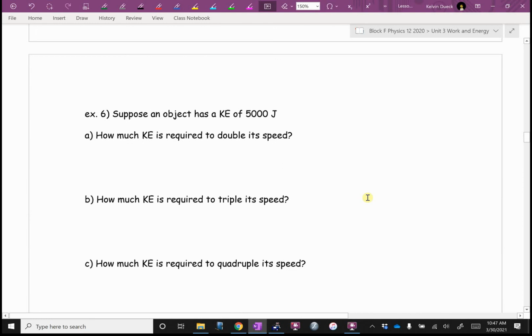So, example 6. Suppose an object has a kinetic energy of 5,000 joules. How much kinetic energy is required to double its speed? Not twice as much. What was the revelation that you had? It started with letter S and had a Q in it. So what's 2 squared? It's going to take 20,000 joules of energy to double its speed, not 10,000.